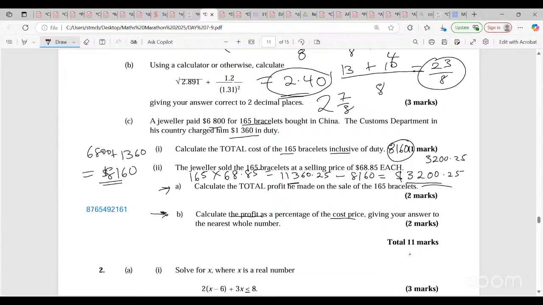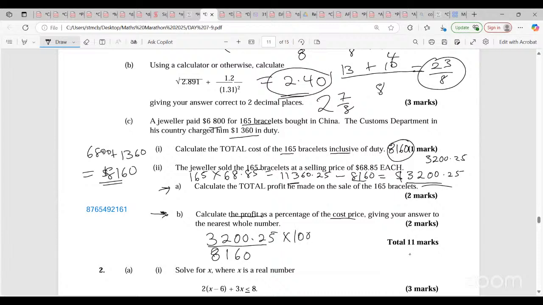So, guys, look how easy it is, right? We know the profit is 3,200. To find the percentage profit, the first thing is the cost price. The cost price was 8,160. That was given up there, so yeah, the 8,160 was given, with the customs duty.